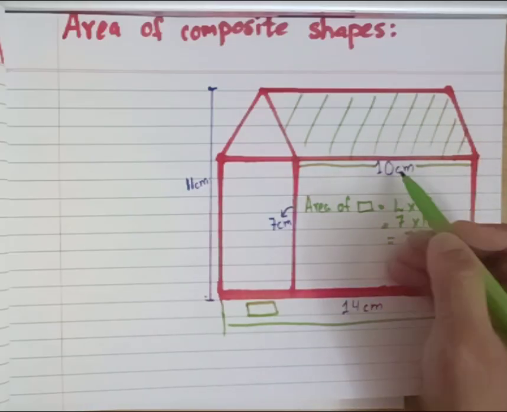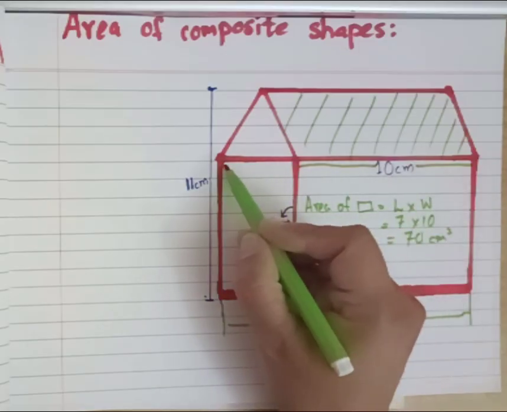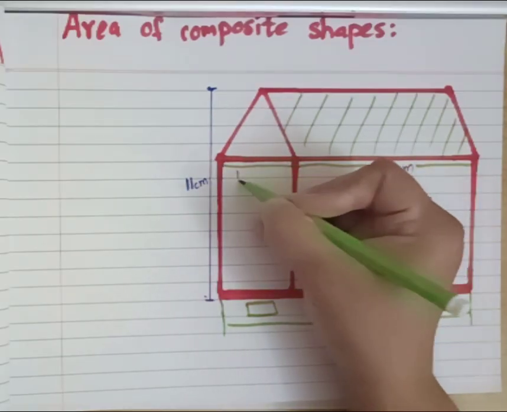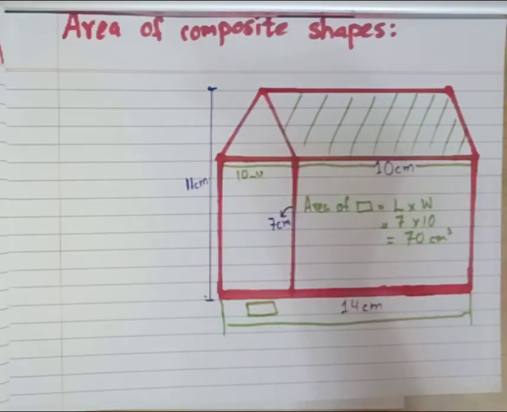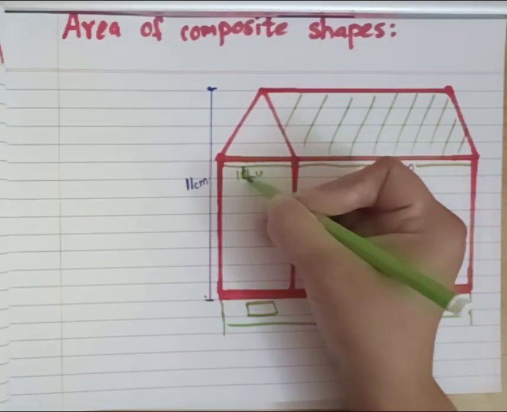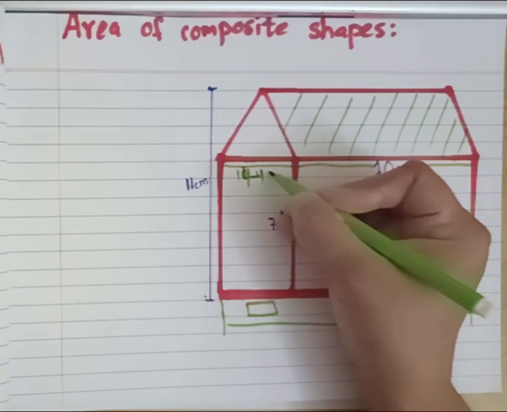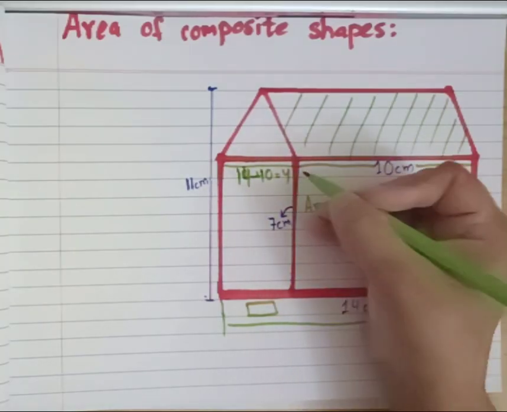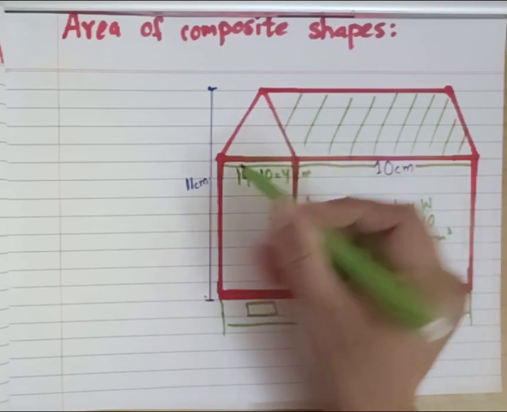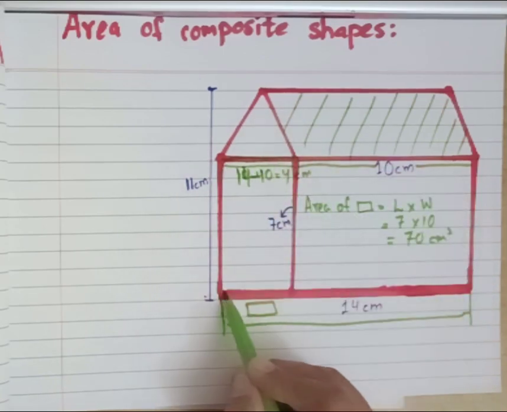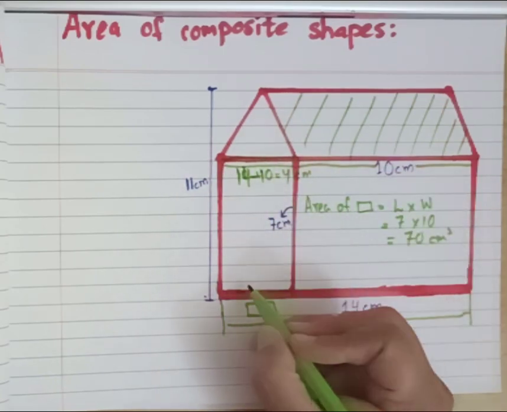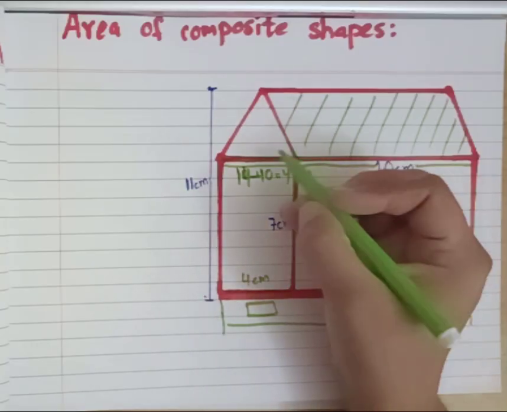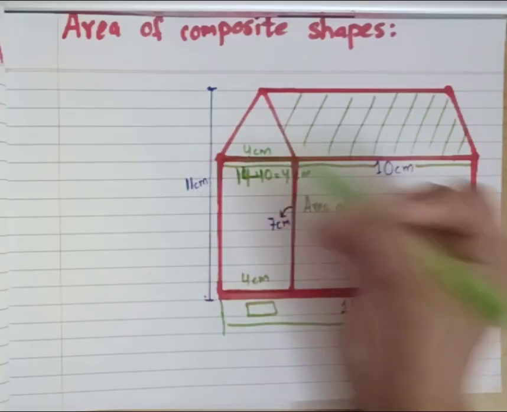So if this is 14, then what should we add to 10? That this whole side will be equal to 14. So definitely it will be 14 minus 10, that will become 4 centimeters. So if this side is 4 centimeters, the parallel side which is opposite to that one will also be 4 centimeters. So we found the missing length. So this one is 4 centimeters.